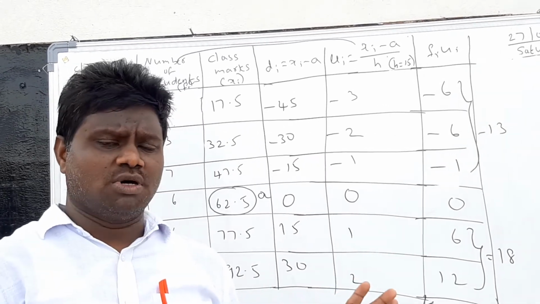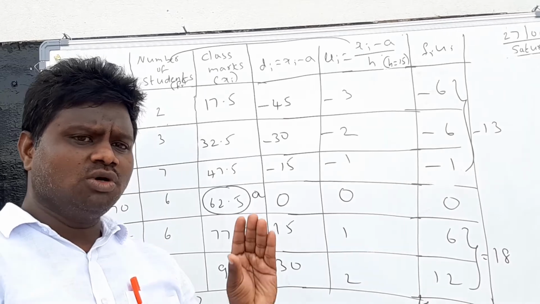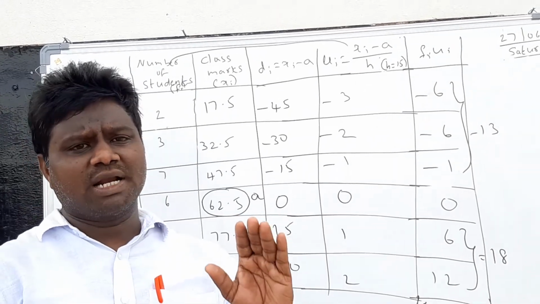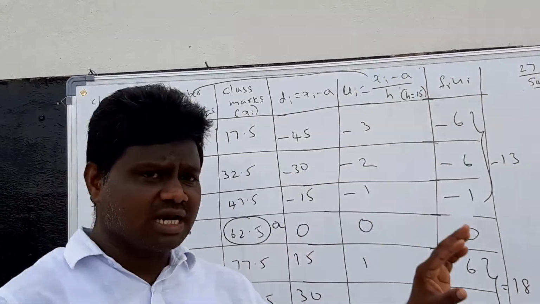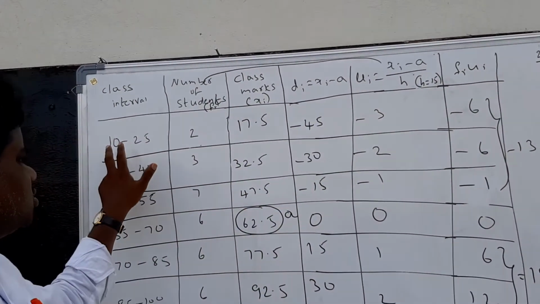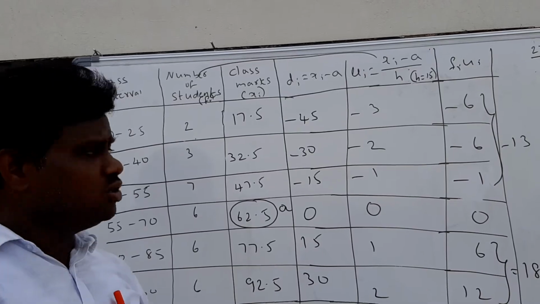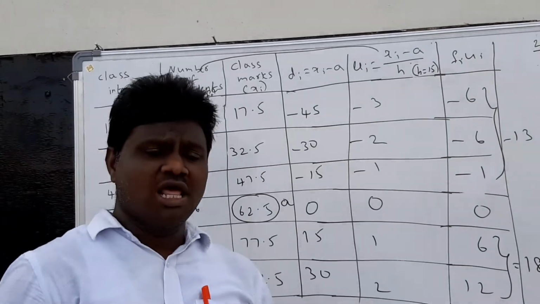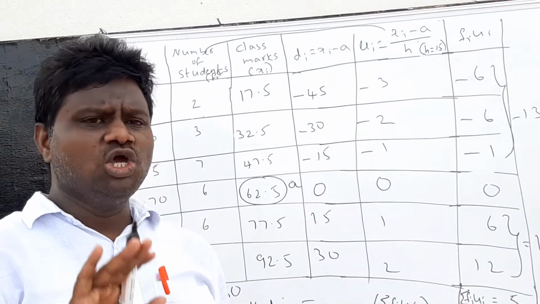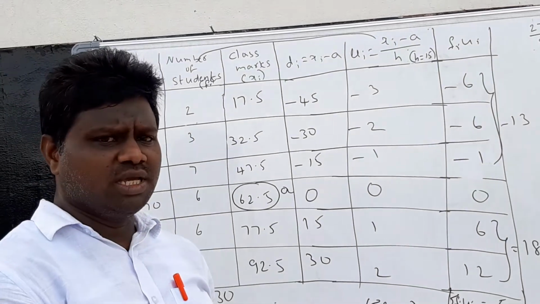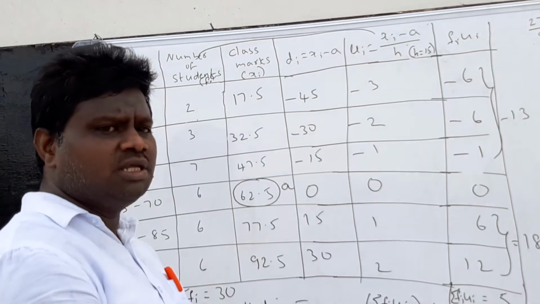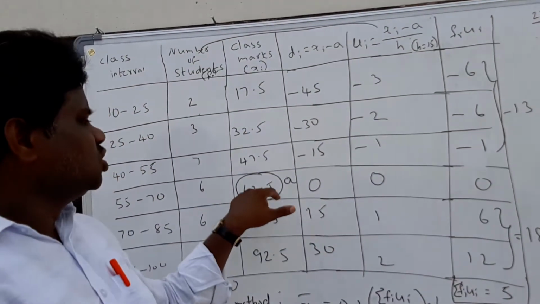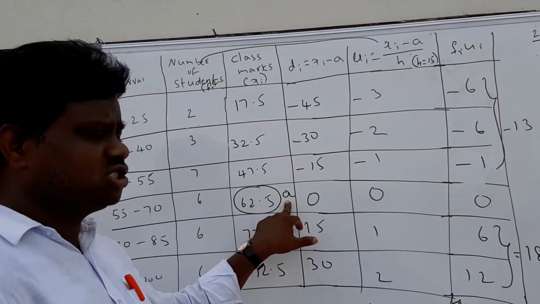How do you get the class mark? Already I told you, class mark is equal to lower limit plus upper limit by 2. For any class interval you add, for example, 10 plus 25 by 2, and you will get the class mark. From the class marks you have to take an assumed mean, that is the A value. Any one of the class marks can be the assumed mean. So I took the A value as 62.5.